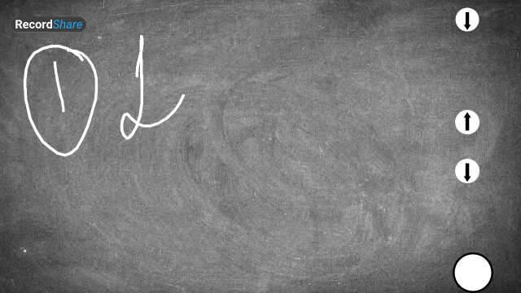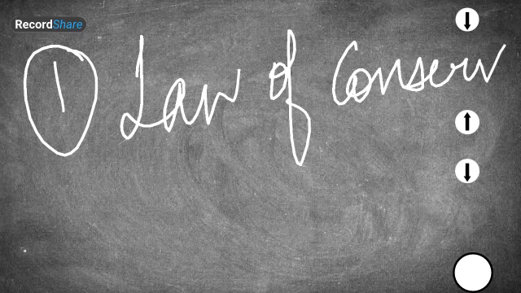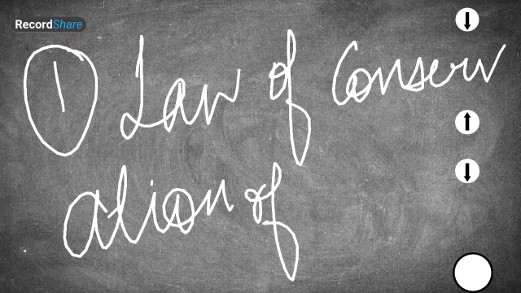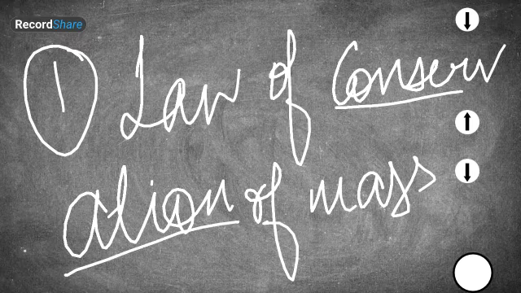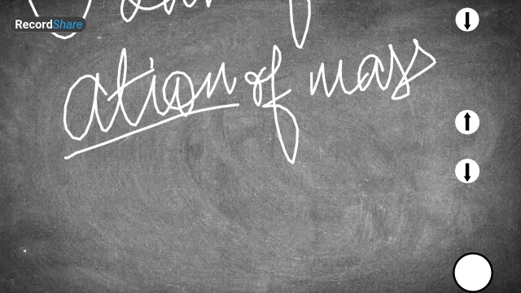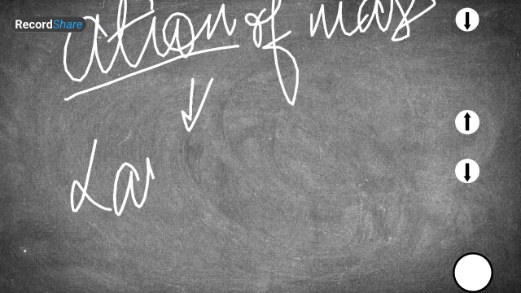So let us begin. There are basically 4 laws of chemical combination that are very important for you to understand. Number 1 is law of conservation of mass. What do you mean by conservation? Conservation means that the mass is conserved, means neither the mass is created nor the mass is destroyed. It was given by Lavoisier. This you have to remember.